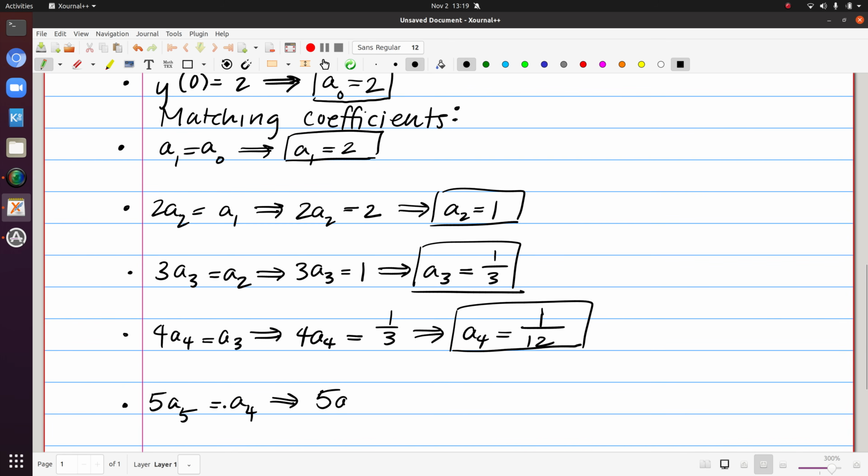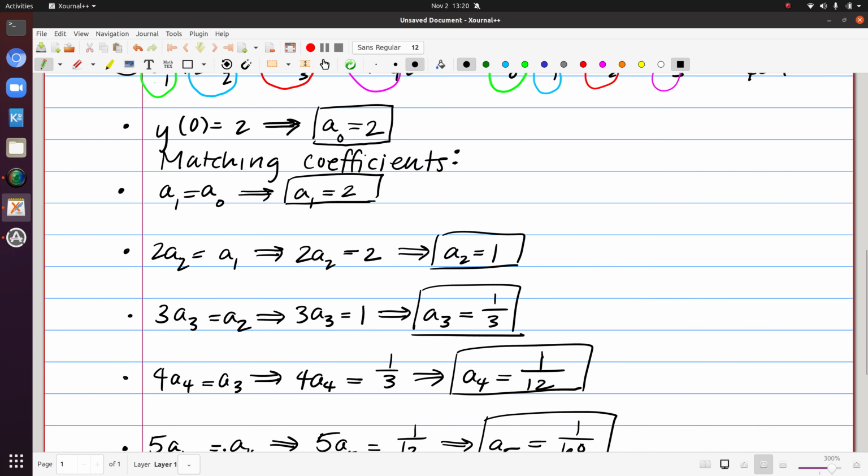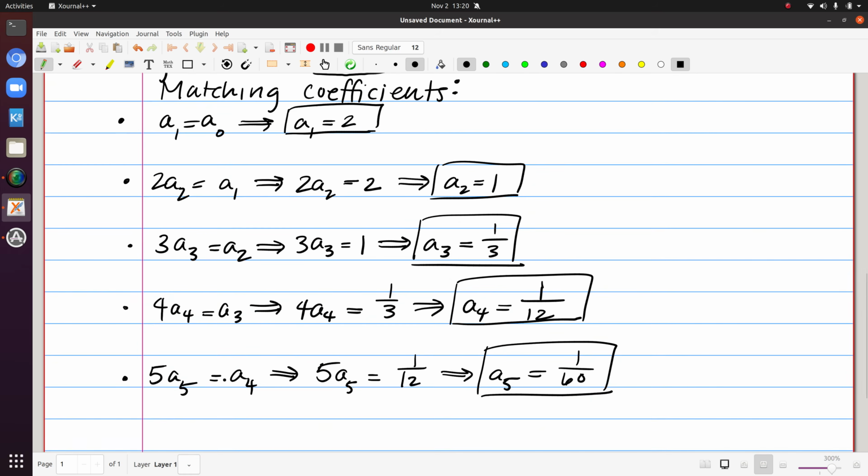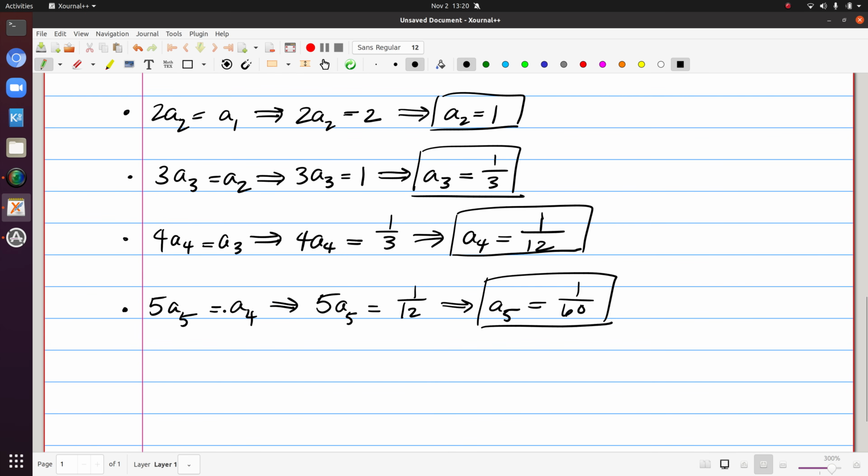So 5a5 would be 1/12, meaning that a5 would be 1 over 60. So something that is a useful piece of information here is actually to not simplify too much. Because if I simplify too much, I might overlook a pattern. So my hope is that I can find a pattern so that I can figure out what the general coefficient a sub k would be.